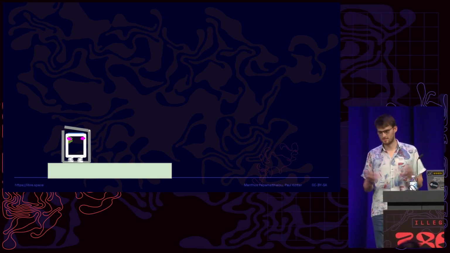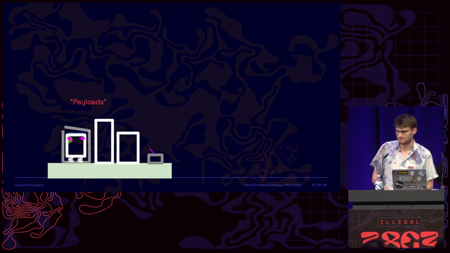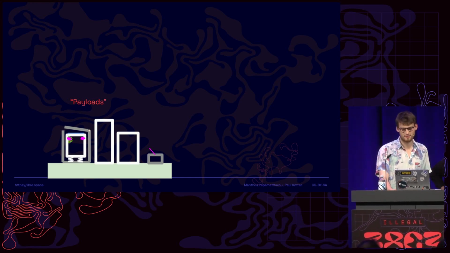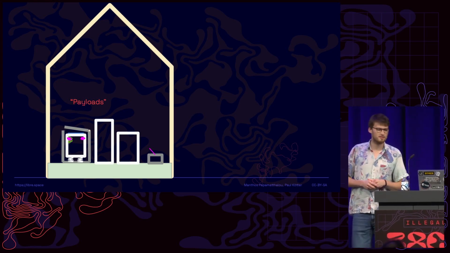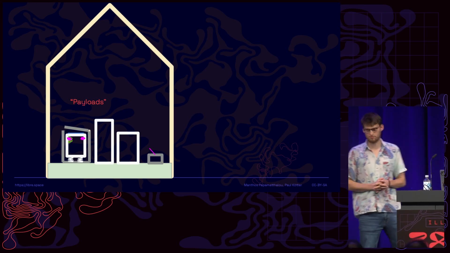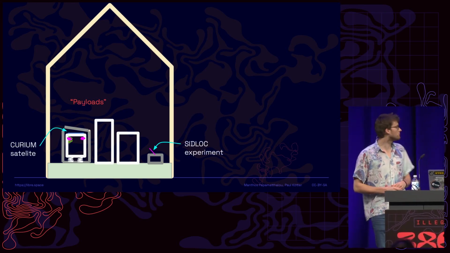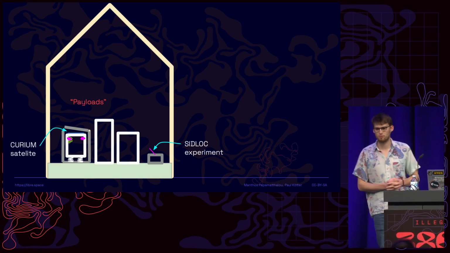So now you take this deployer with the satellites inside, and you have to mount it on a rocket. And this is the top part of the rocket down here, as you can see. And there are also some other satellites and experiments put onto this rocket with you. And the last thing you need is some kind of enclosure to protect the satellites from the supersonic speeds of the rocket. And right here you can already see our two payloads, the Curium satellite and the SIDLOC experiment. This experiment would stay on the rocket after launch.